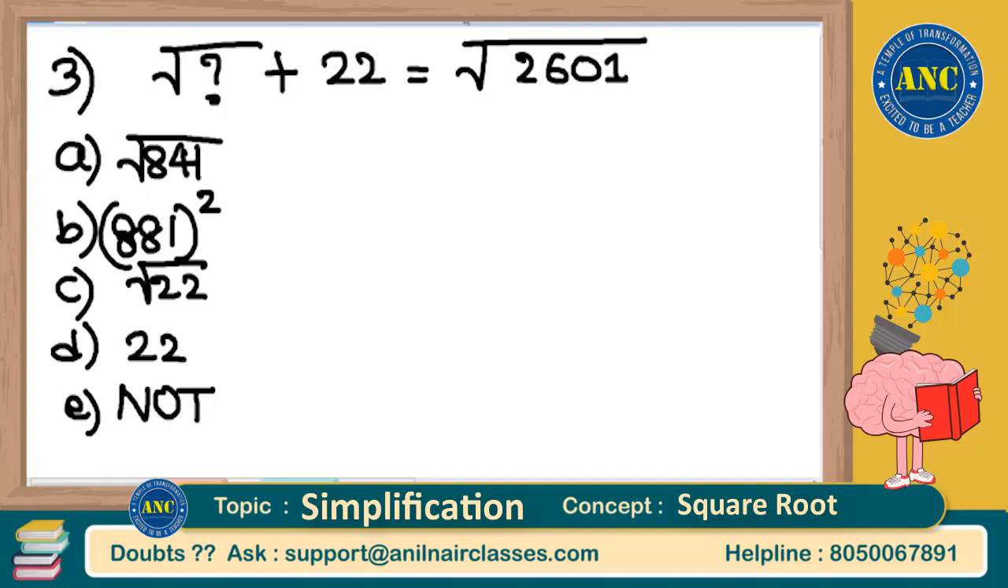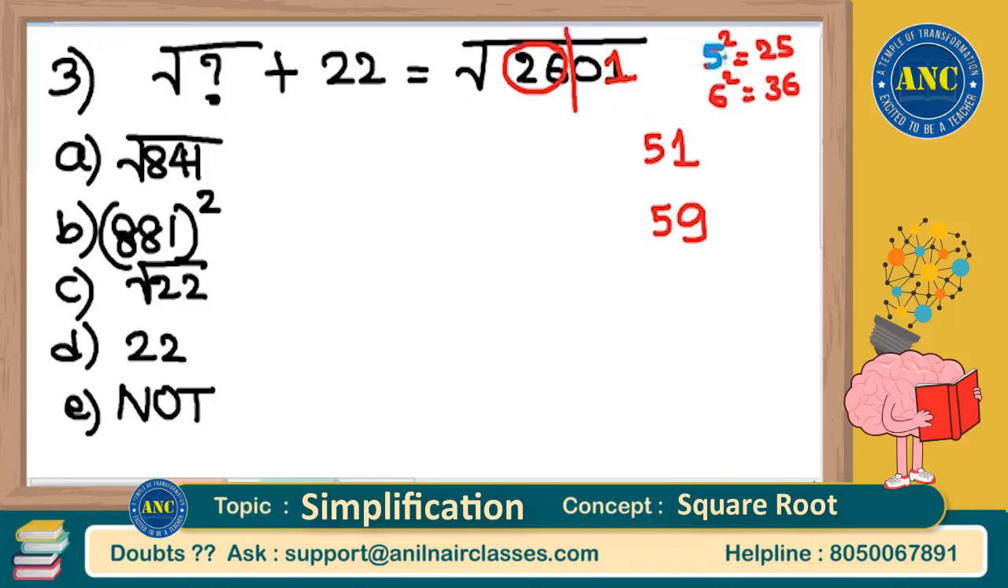Yesterday I taught you how to find the square root of a number very fast. Make a group of 2 digits. If the number ends with 1, the answer should end with 1 or 9. 26 lies between 5 square, 25, and 6 square, 36. Take the smaller number 5. The answer is 51 or 59. Out of 51 or 59, which should be the correct answer?